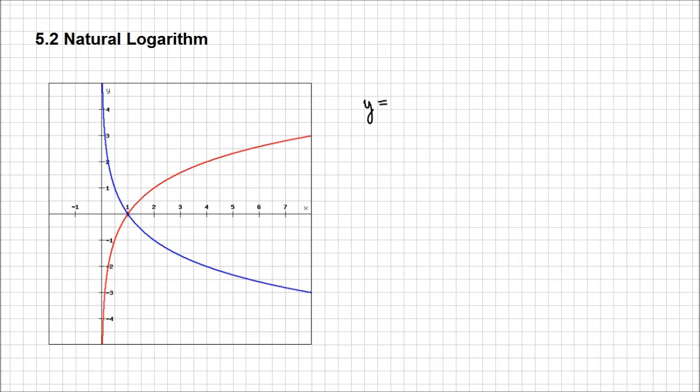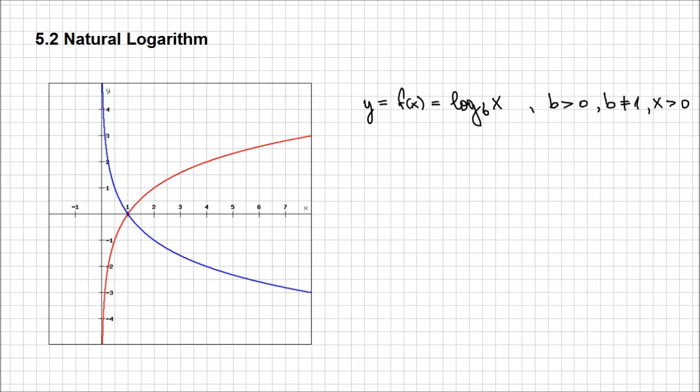A function of this form, y or f of x, that is equal to log in base b of x, where b, the base, is a positive number different than 1, and x, the independent variable, is a positive number, is called a logarithmic function.